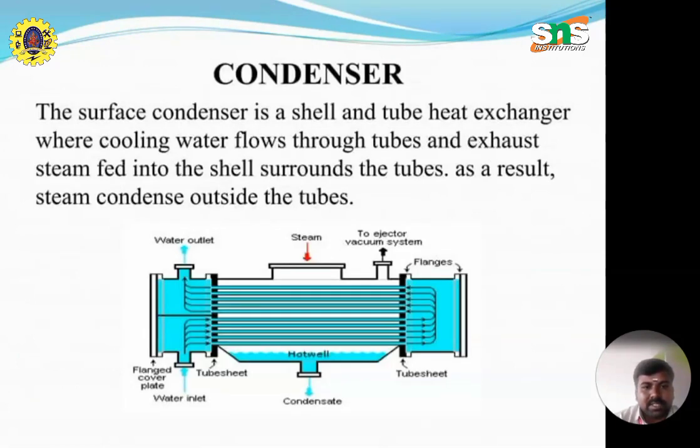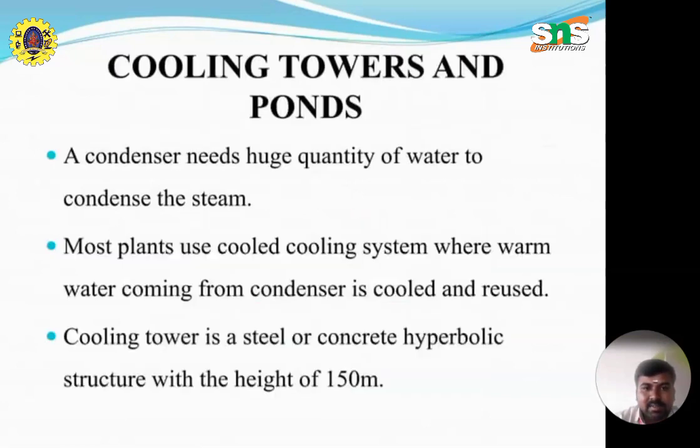Condenser: the surface condenser is a shell and tube heat exchanger where cooling water flows through the tubes and exhaust steam fed into the shell surrounds the tubes. As a result, the steam condenses outside the tube. This is the shell and tube heat exchanger. So cooling towers and the ponds: the condenser needs a huge quantity of water to condense the steam. Most plants use a closed cooling system where warm water coming from the condenser is cooled and reused. Cooling tower is a steel or concrete hyperbolic structure with a height of 150 meters.